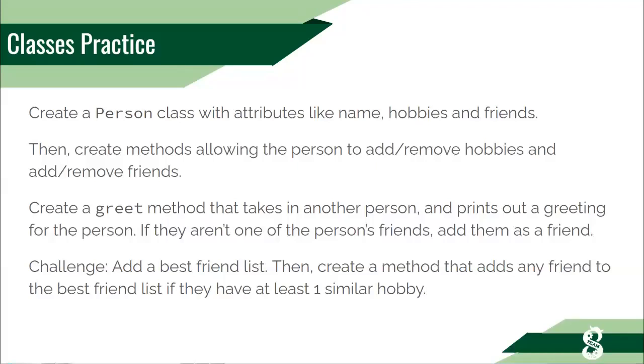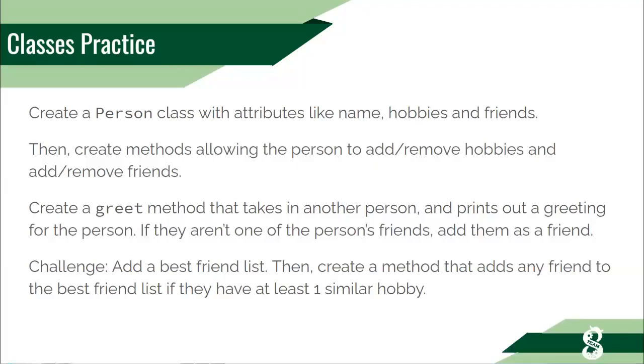So I'm going to create a class called person. And have a name. I'm going to have hobbies. And I'm going to make this a blank list. I'm also going to make the friends a blank list. Because when you create a person, the person at the beginning doesn't really have any hobbies or friends, just kind of sad.